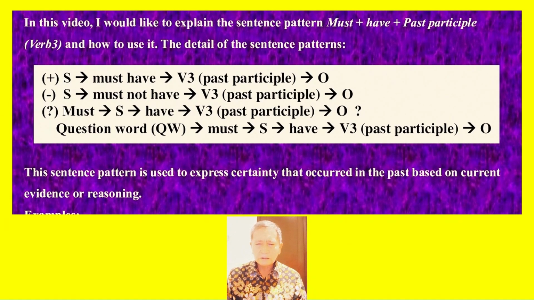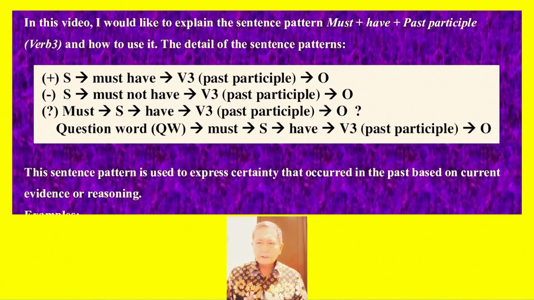Negative sentence: subject plus must not have plus verb 3 or past participle plus object. Interrogative sentence: must followed with subject plus have plus verb 3 or past participle plus object. Question with a question word: question word followed with must plus subject plus have plus verb 3 or past participle plus object.